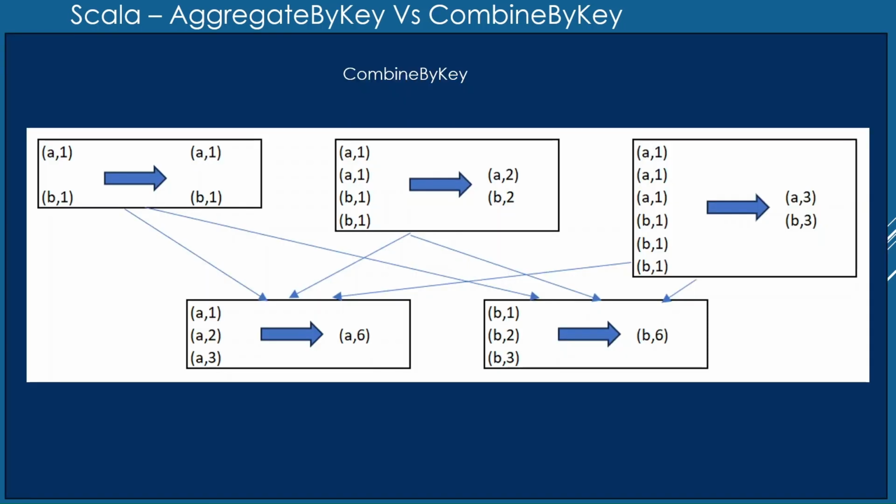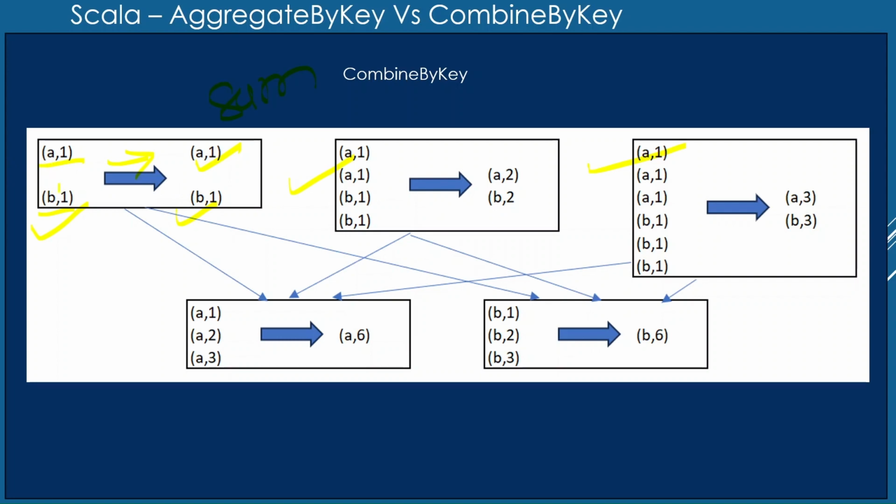Let's discuss the combineByKey function. The mode of operation of combineByKey is the same as reduceByKey. Suppose these are the three partitions present in three different executors. These are the values in key and value pairs. This is doing the aggregation. Suppose here we are doing the sum aggregation. So this is doing the aggregation at the first partition level.